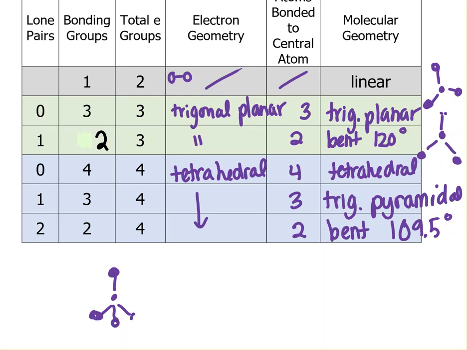So here's tetrahedral. There's the trigonal pyramidal. And we could call this the bent.